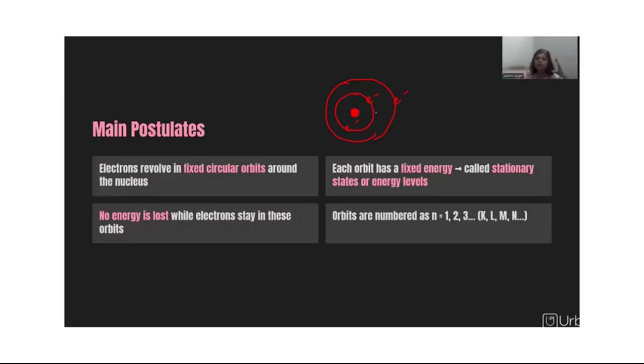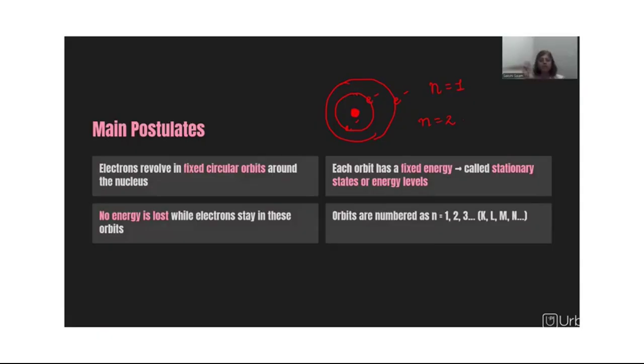For example, if I talk about the first orbit, we represent it by n, n is equal to 1. The first orbit would have a fixed energy state. Then the second shell, that is n is equal to 2, would also have a fixed energy. So it's not like electrons can go anywhere. They go into these shells, and these shells have a fixed energy. Since they have fixed energy, we call them stationary states or energy levels. The first shell would have a certain fixed energy, the second shell would have a certain fixed energy.